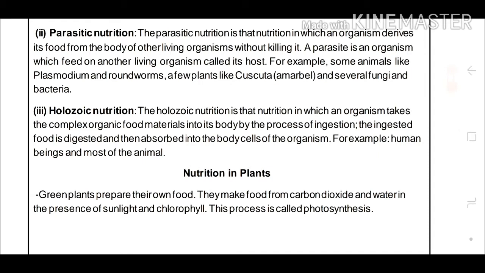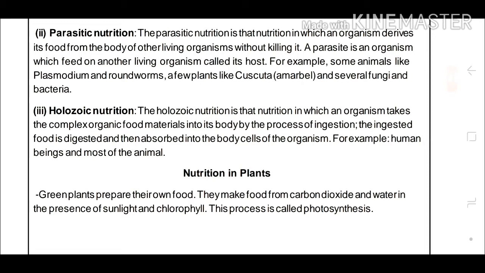2. Parasitic nutrition. Parasitic nutrition is that nutrition in which an organism derives its food from the body of other living organisms without killing it. A parasite is an organism which feeds on other living organisms called its host. For example, some animals like Plasmodium and roundworms, a few plants like Cuscuta, and several fungi and bacteria.